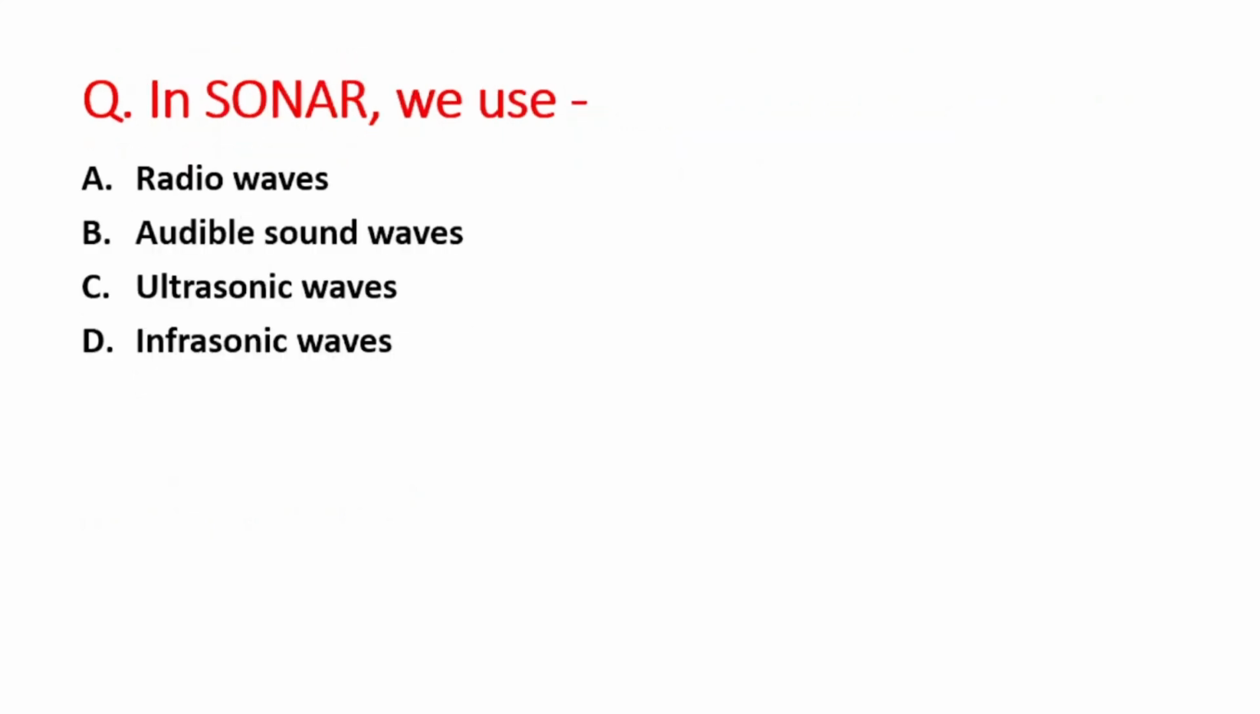Next question is in sonar we use which type of waves? A option is radio waves, B is audible sound waves, C is ultrasonic wave, and D is infrasonic waves. So right answer is option C, that is ultrasonic waves.